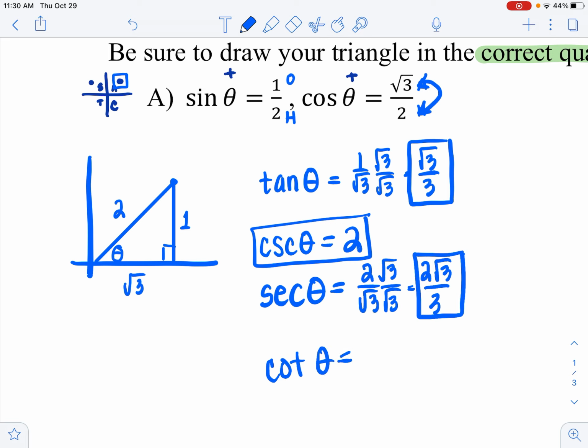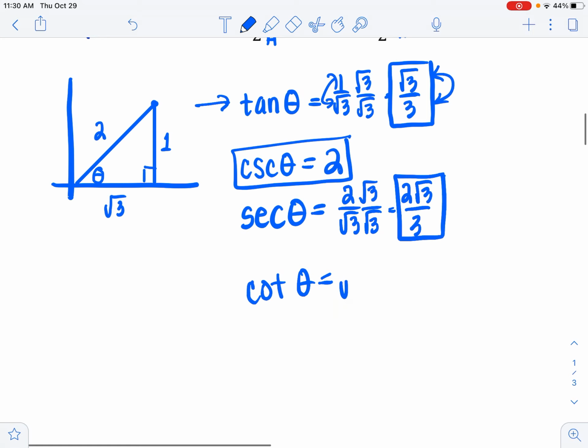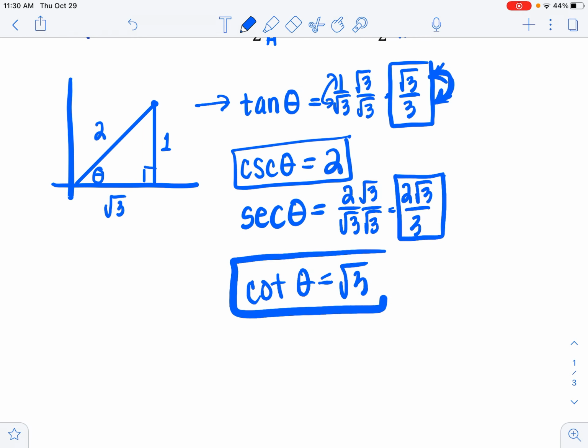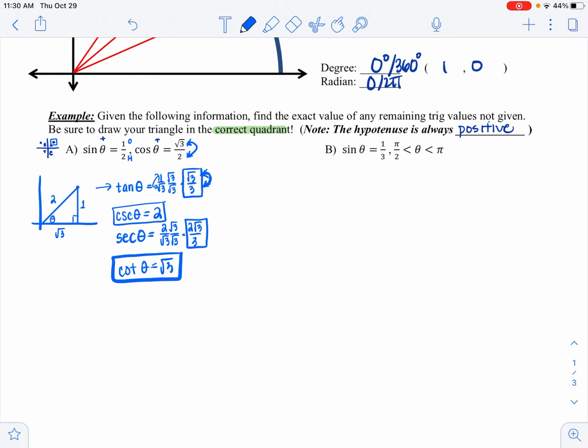And then finally, I need cotangent, which is the reciprocal of tangent. So I have tangent listed right here. It's the reciprocal of this. But remember, we had to rationalize to get that. So I'm just going to do the reciprocal of the original, which is then just √3. If I did the reciprocal of this, I'd get the same answer. But it's just faster to use it before you flipped it. All right, and there is your first problem.